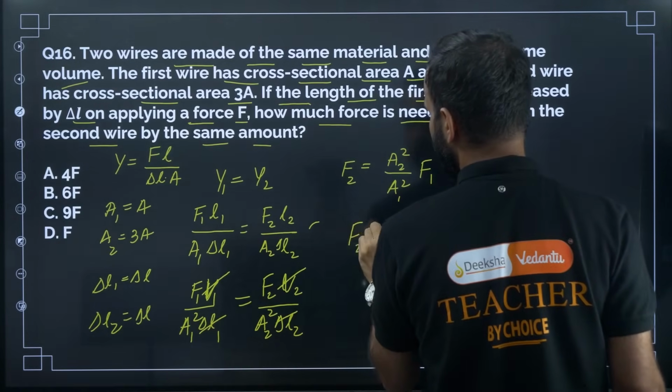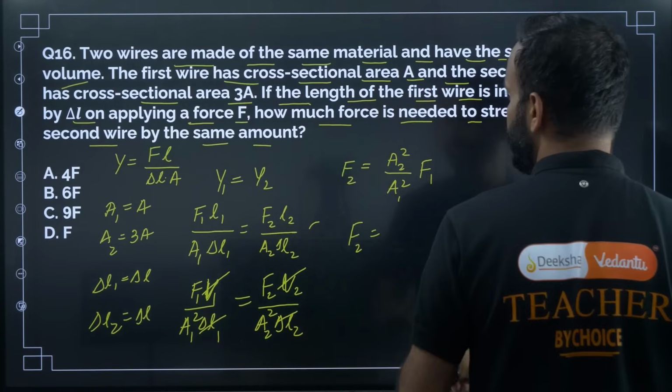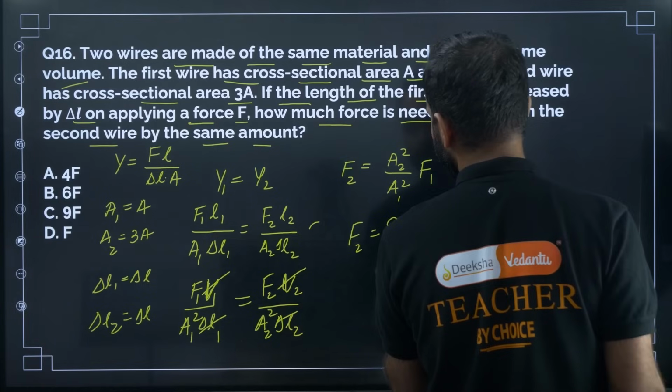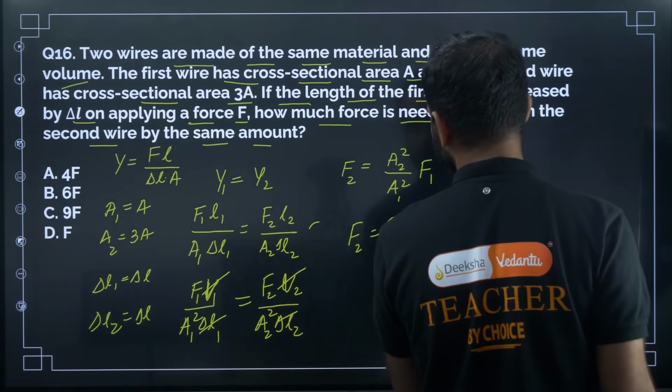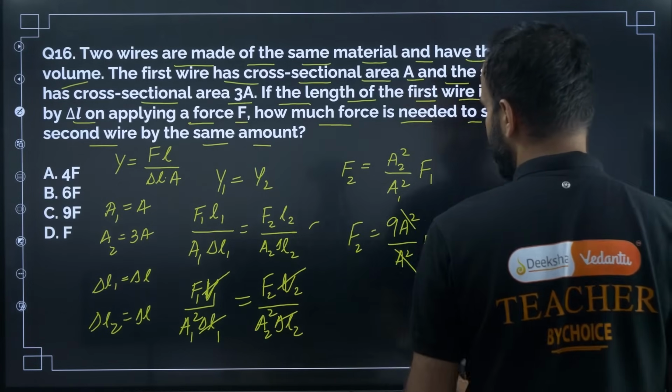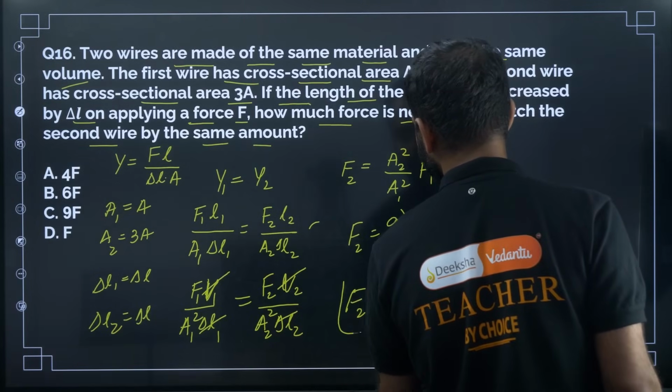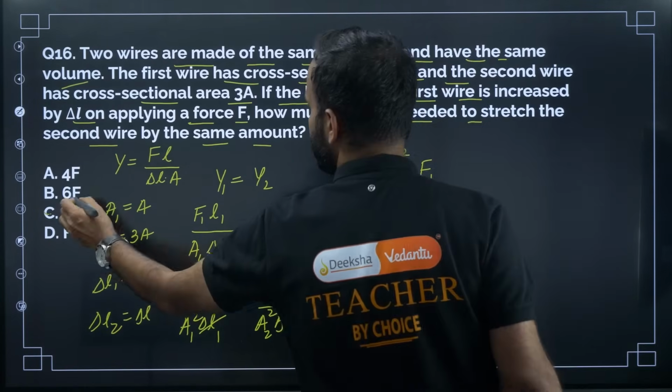So now F2 is equal to A2 squared, right? A2 squared is 9A square divided by A1 square, that is A square into F1. So now A square will get cancelled. F2 equal to 9 times F1, that is 9 times F. So the correct option is C.